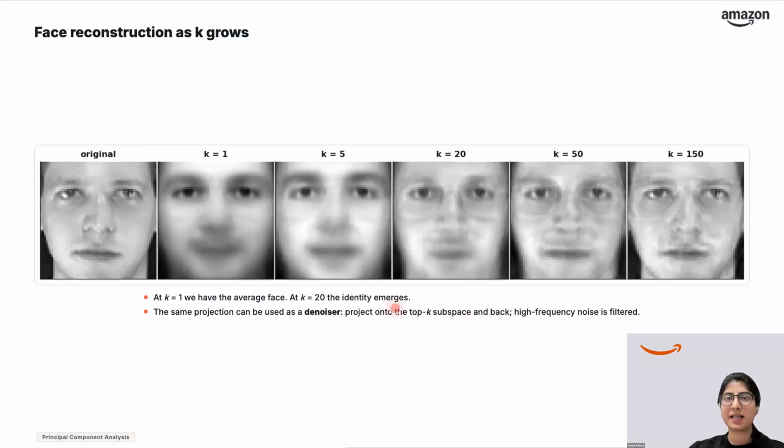One more way that people have used PCA is for denoising also. If you add noise to this image and then you take the principal components and reconstruct it back, you'll get a cleaner image because most of the noise would be captured in the last of the principal components, right? So if you take the initial top K principal components and then reconstruct your image back, you'll be able to denoise your image.